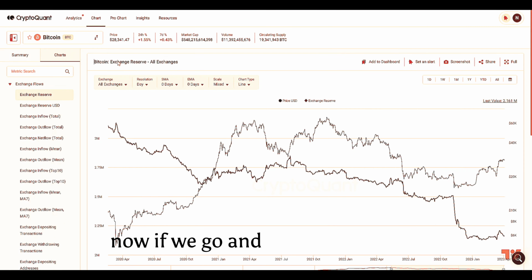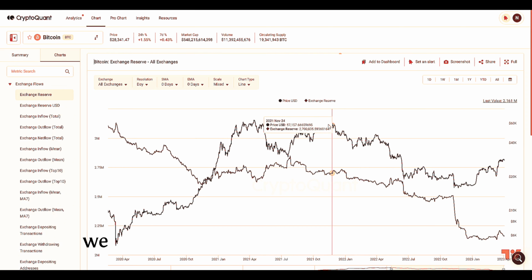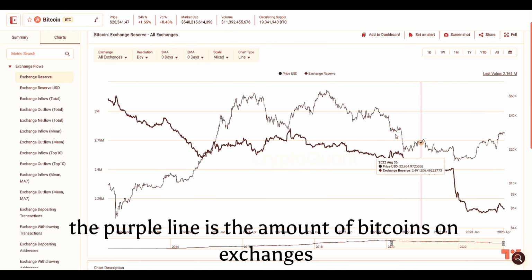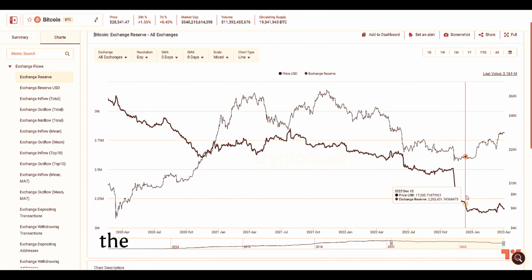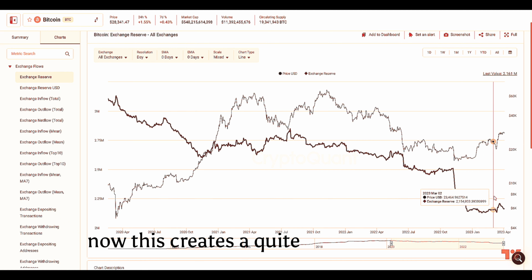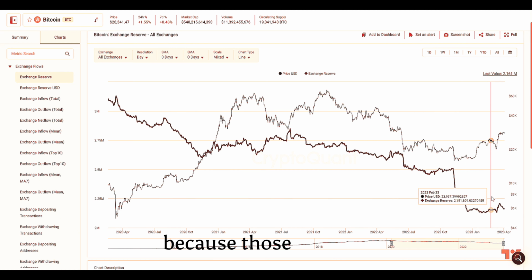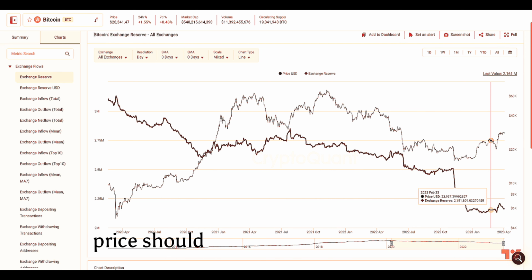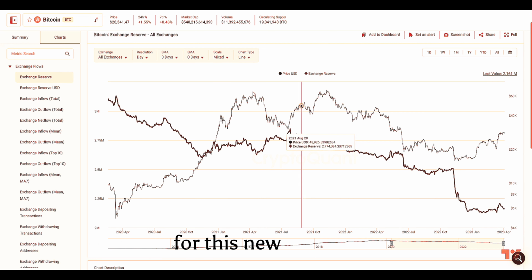Now, if we go and see what we have when it comes to the on-chain data, we can see that the black line is the price, the purple line is the amount of Bitcoins on exchanges. As the price was dropping, the amount of Bitcoins on exchanges was dropping as well. Now, this creates a quite illiquid market because those Bitcoins are less likely to be sold into the open market, so that if demand gets increased or if the amount of Bitcoins emitted into circulation gets cut in half, price should increase to accommodate for this new demand.